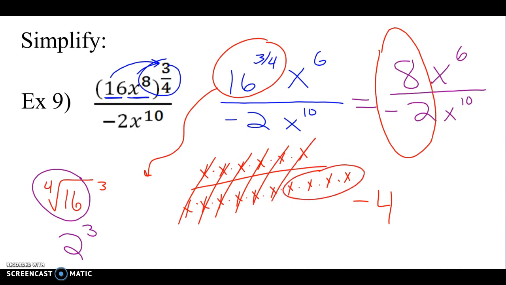So how many are left over? 4. And where are they at? Bottom. They're underneath the negative 4, which is technically negative 4 over 1, right? So there's x to the 4th on bottom. And that is your answer.